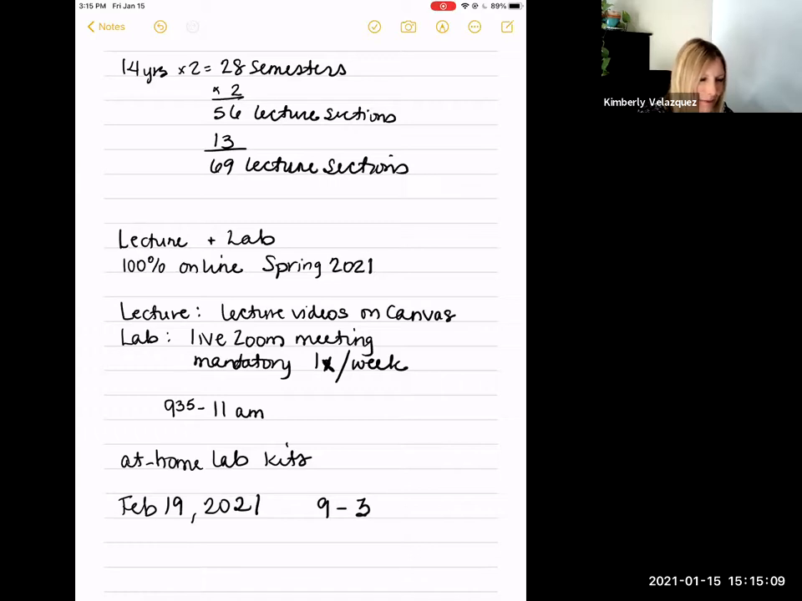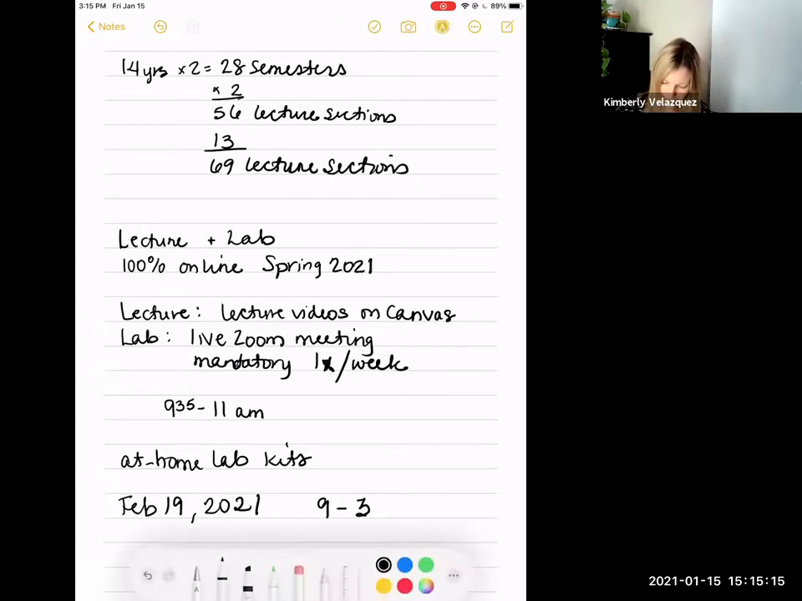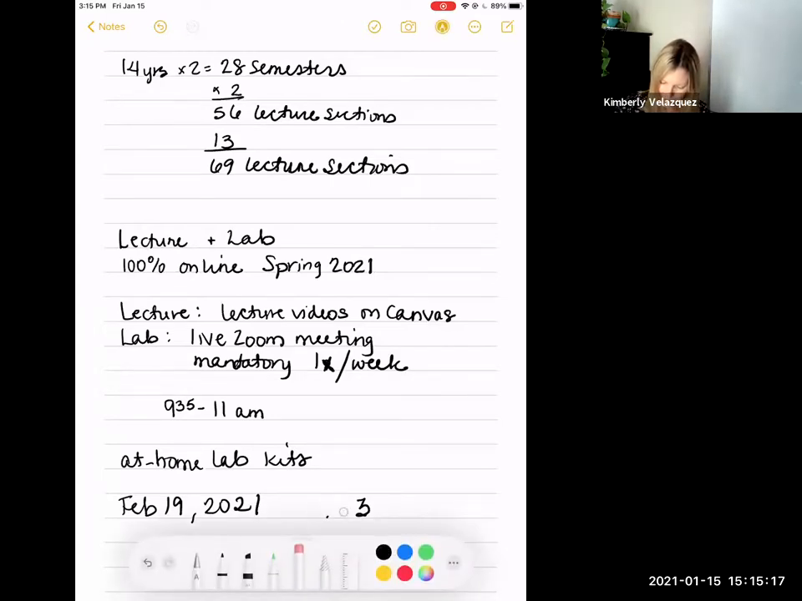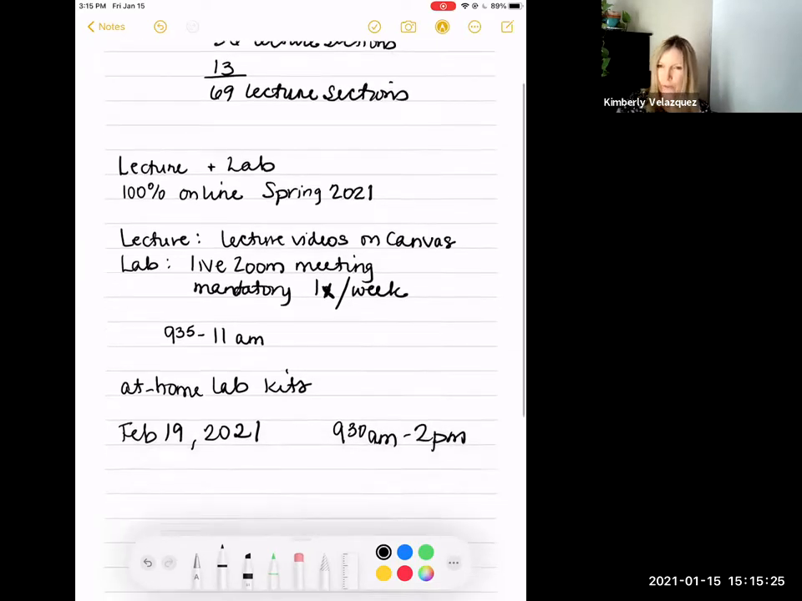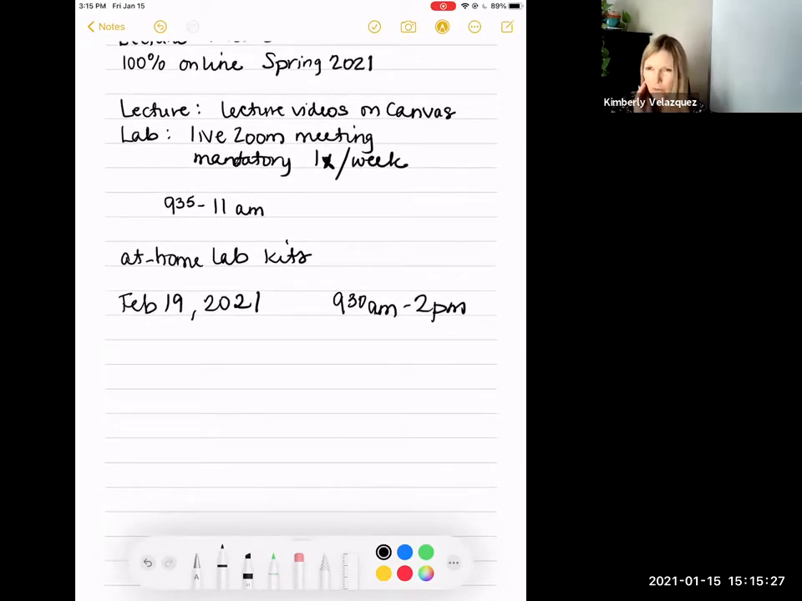Lab kit pickup. I'm sorry, they have changed it. Let's erase that. It's 9:30 to 2. So 9:30 a.m. to 2 p.m. Please plan for this now.